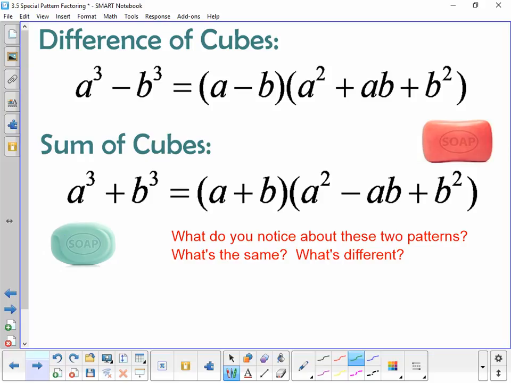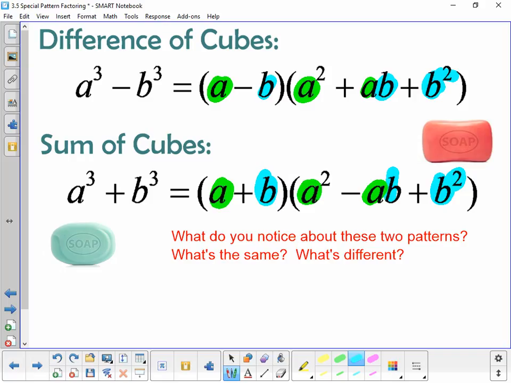And the sum of cubes is very similar. A to the third plus b to the third is a plus b times a squared minus ab plus b squared. What you maybe might notice about these formulas is that they're very similar in terms of what letters you see. Both have an A here and here and here. They both have B's in these positions that are exactly the same. With the power 2, those power 2's are the same as well. For these two patterns, the major difference that you might notice is actually just the signs.